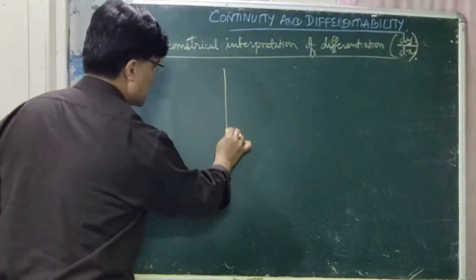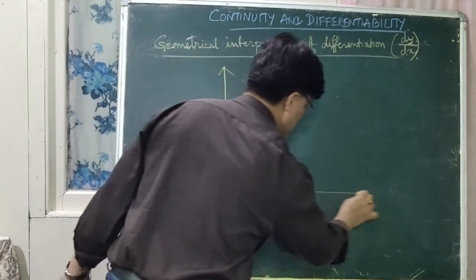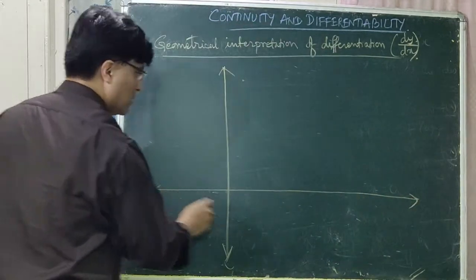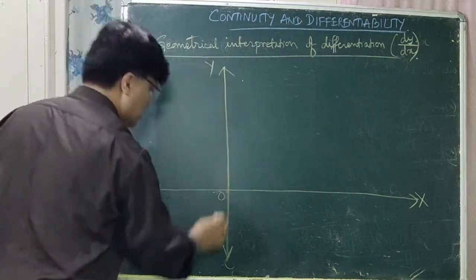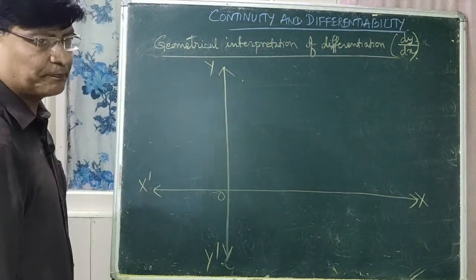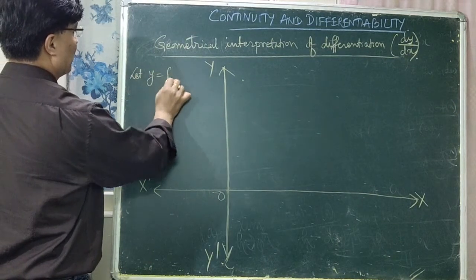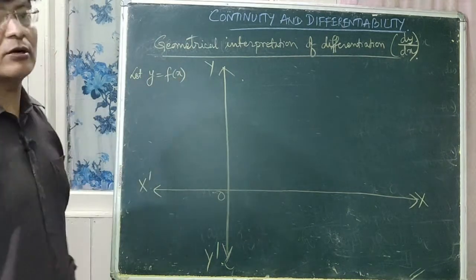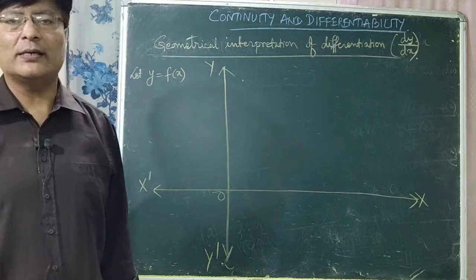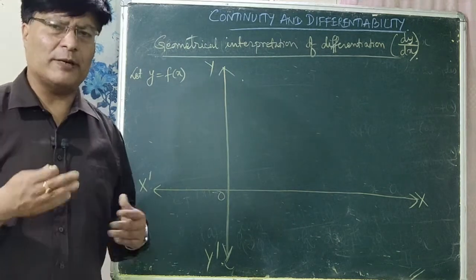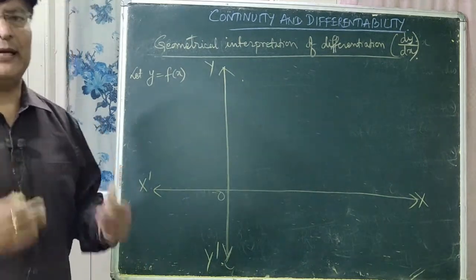So let us take x-axis and y-axis. So this is your x dash, O, x, and this is your y, O, y dash. Let us assume a function. Let y is equal to f of x. Actually, it represents a curve. You know that y is equal to f of x is the relation between x and y. This represents a curve. Curve means it may be a straight line, it may be a parabola, a hyperbola, a circle, or an ellipse also.